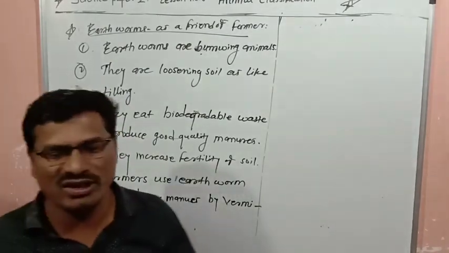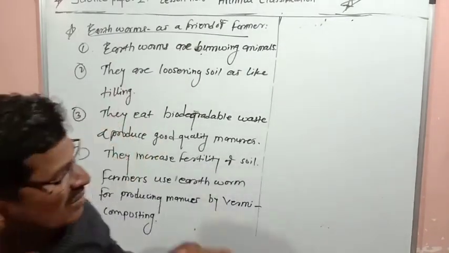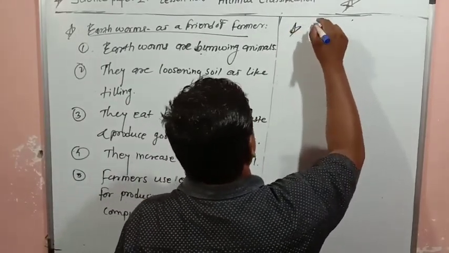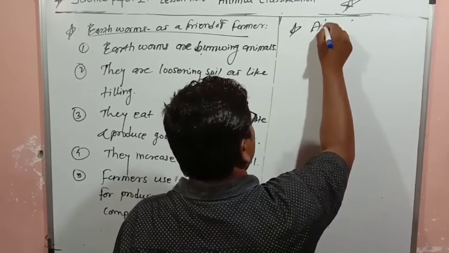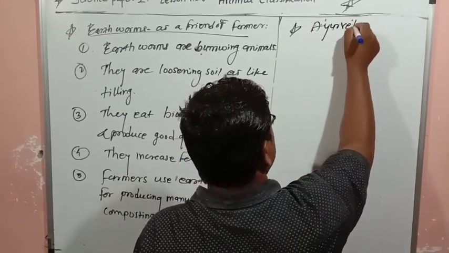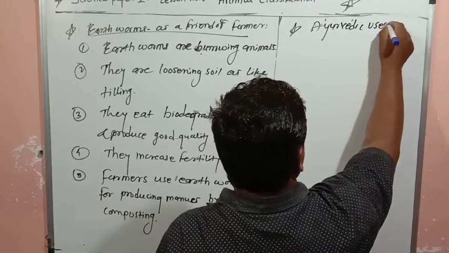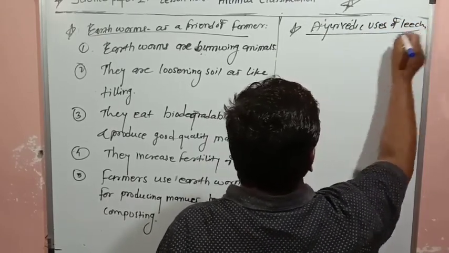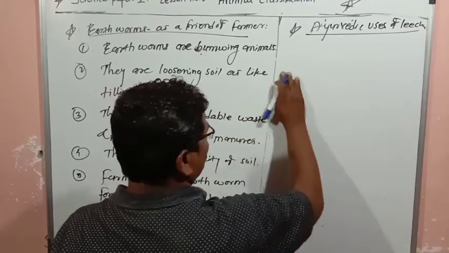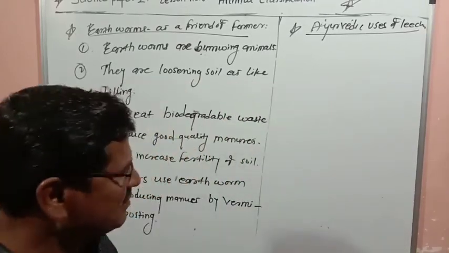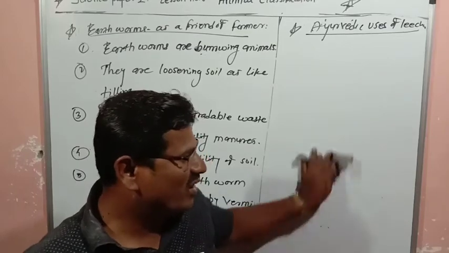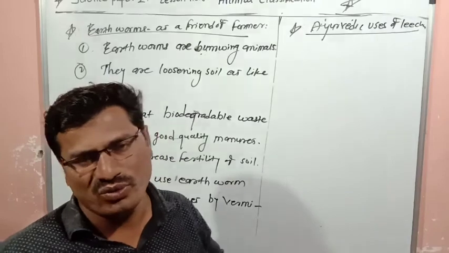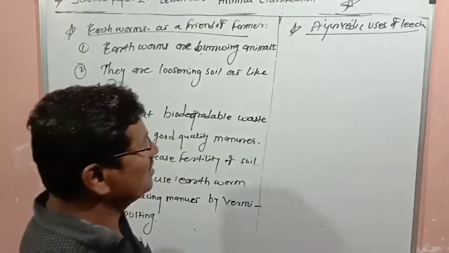Another thing we are going to study is the leech. Another animal is there, leech. Ayurvedic uses of leech. What are the Ayurvedic uses of leech? So leech is an animal having advantages. For the treatment of various diseases, to cure various diseases, leech is important.